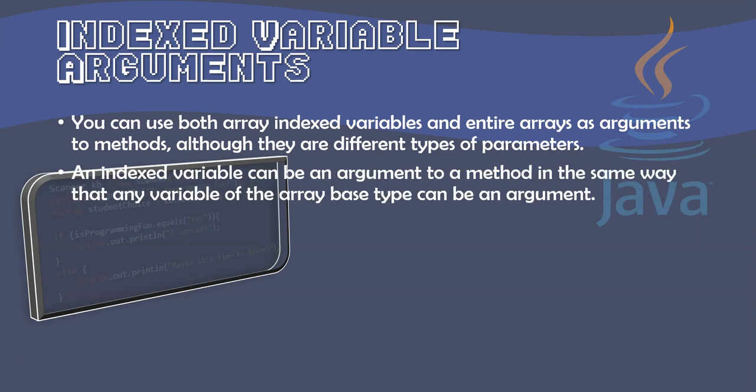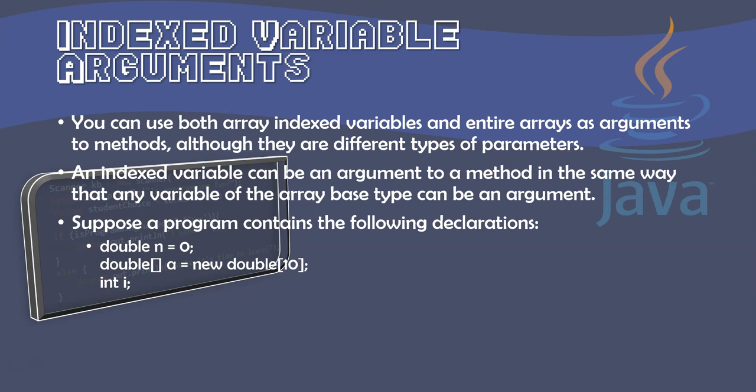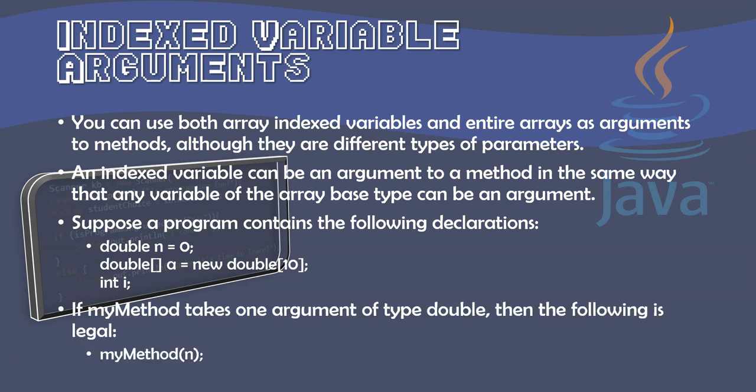An index variable can be an argument to a method in the same way that any variable of the array base type can be an argument. Suppose we have a program that contains the following declarations: double n = 0; double[] a = new double[10]; int i. If you have a method, let's call it myMethod, that takes one argument of type double, then the following would be legal: myMethod(n).